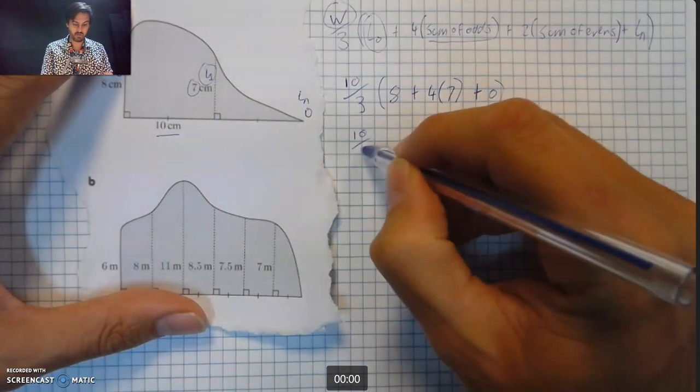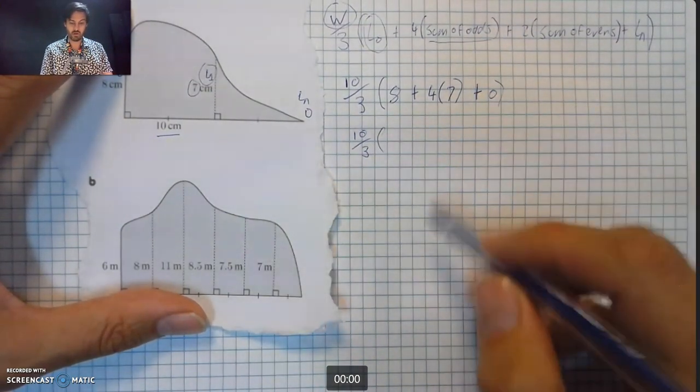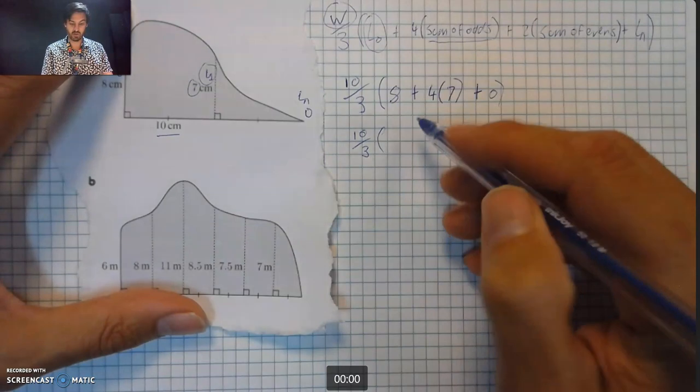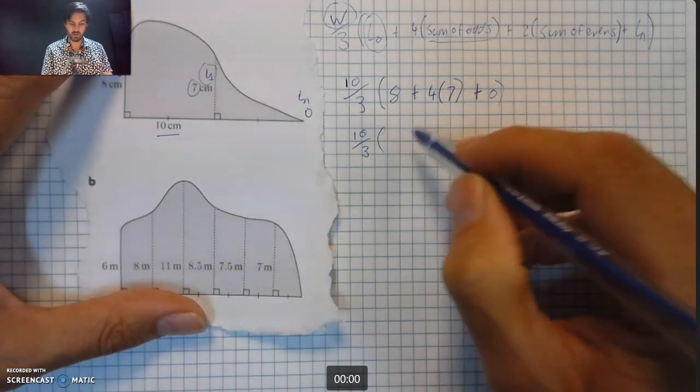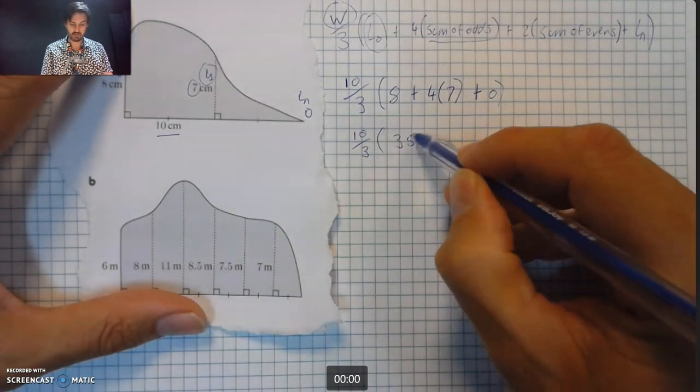From there, we're just going to simplify here. So 4 times 7 is 28. Plus 8 is 35.